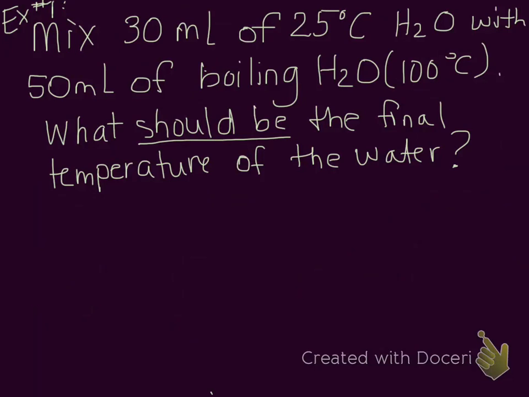And we know that just like with delta H, if it's lost heat energy, it's going to be exothermic and it's going to have a negative Q value. And if it's gained heat energy, it's going to have a positive delta H value. So let's look at an example problem.